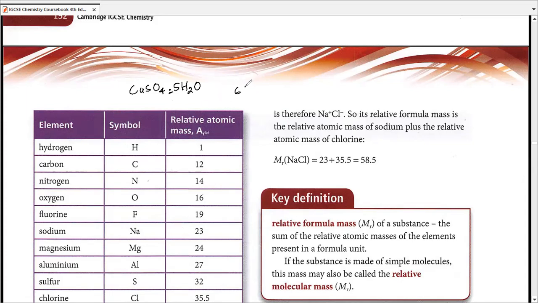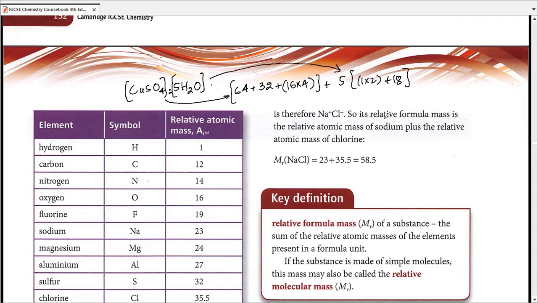So it's copper, which might be taken as 63.5 or 64. Then we have sulfur, which is 32, and oxygen, which is 16. But since there are 4 atoms, it's 16 plus 4. Now, this whole thing applies to this, right? So this dot means this, and 1 into 2 plus 18. And that's how we are supposed to solve this part, which is solved over here.